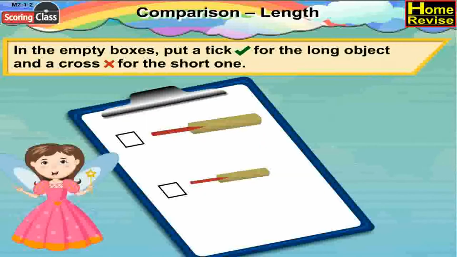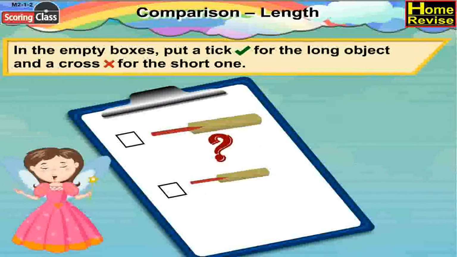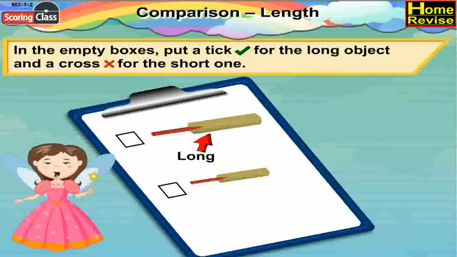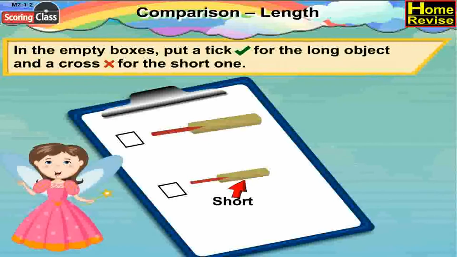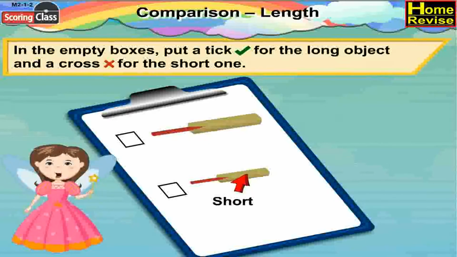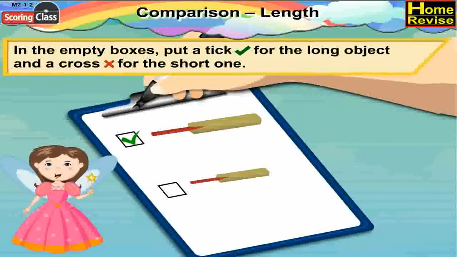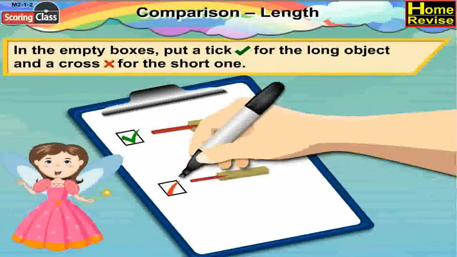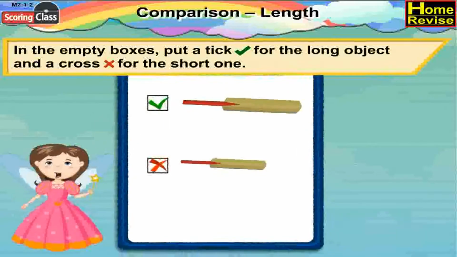Now we have two bats. Now which bat is long and which is short? You are correct. The first bat is long and the second bat is short. So put a tick in the box in the front of first bat and put a cross in the box to the front of second bat.